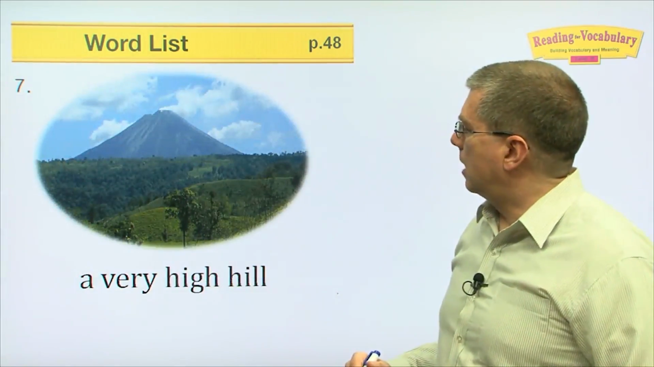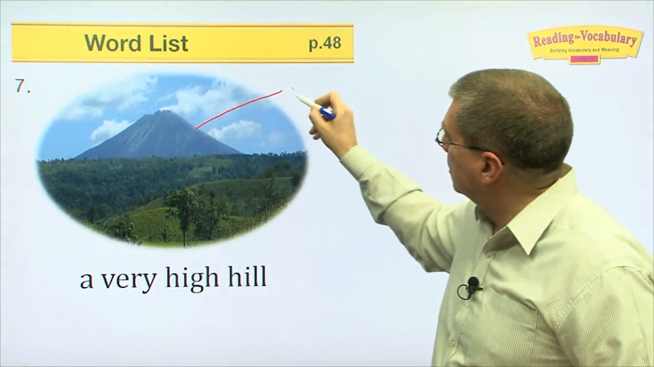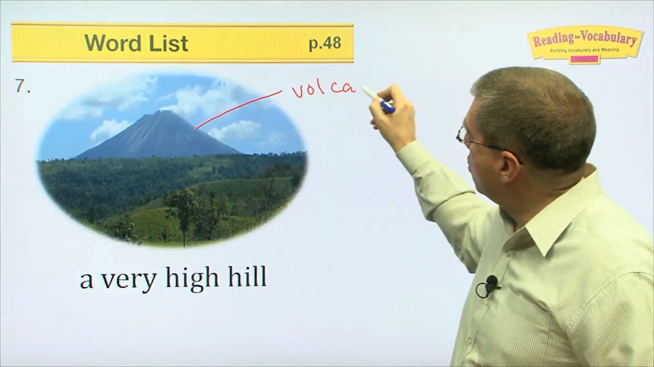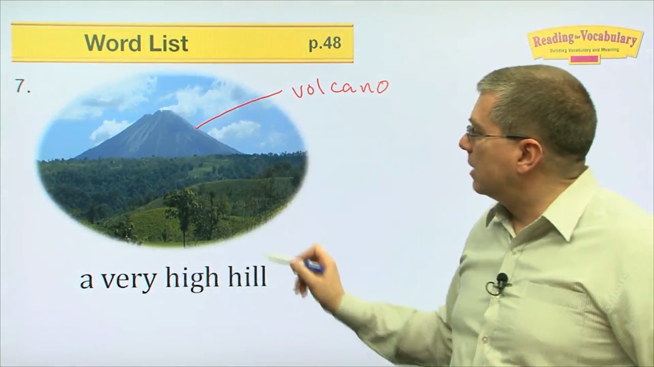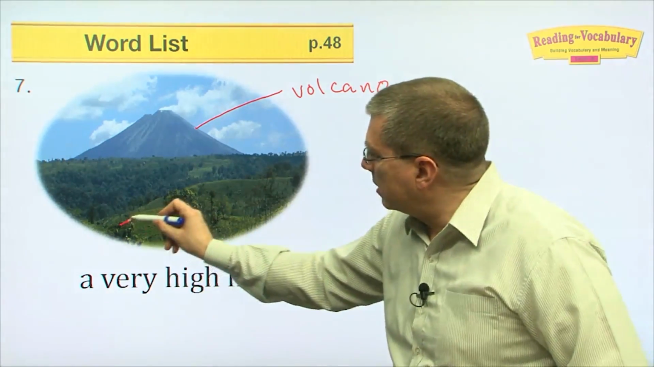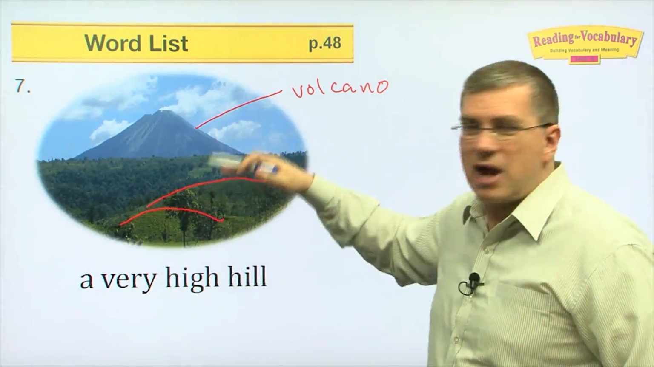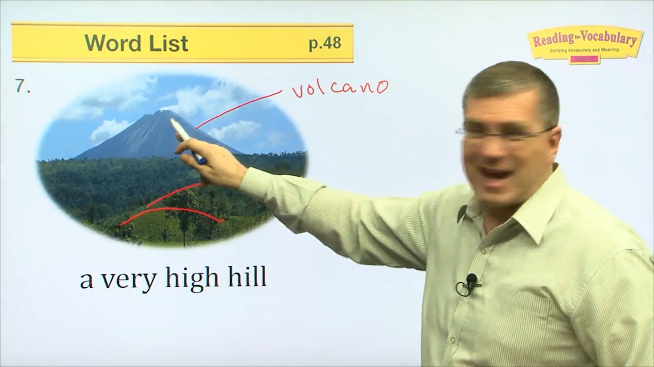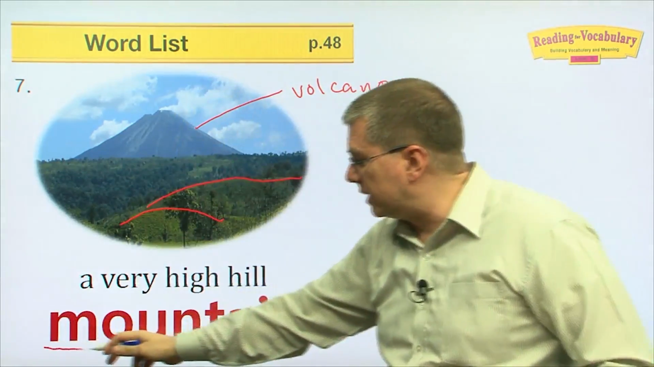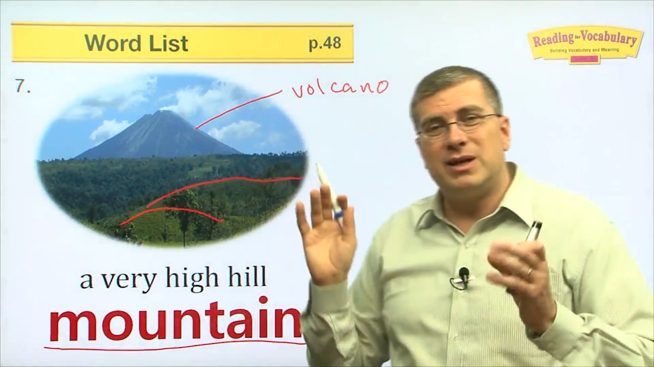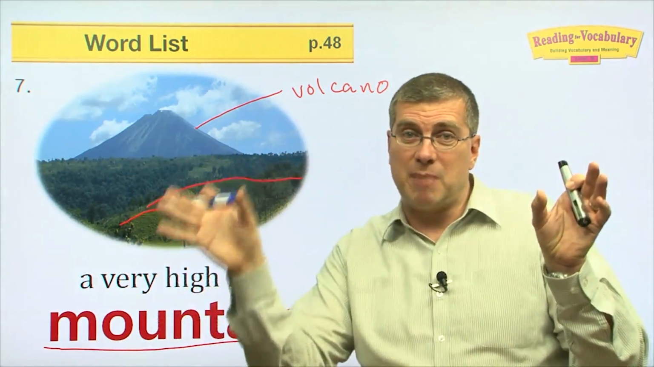7, wow, that's really cool looking, isn't it? This, of course, is a volcano. Volcano, right? A very high hill. Now, it's interesting because these are hills, right? These down here are hills. They're not very high. But if you look at this, that's not a hill. That's really, really high. We call it a mountain. That's a mountain. So the difference between a hill and a mountain, hill versus mountain.